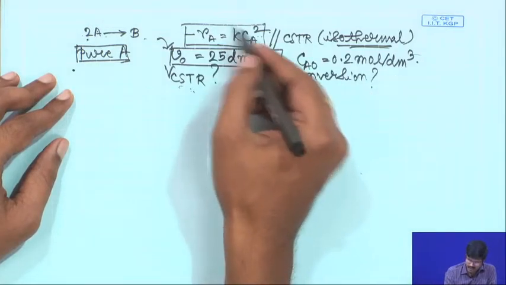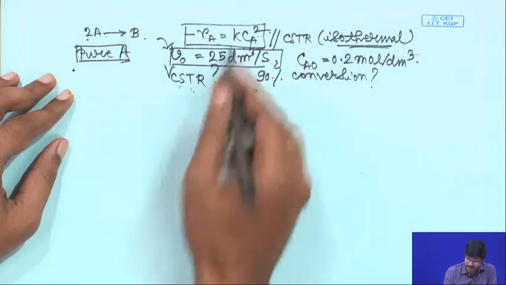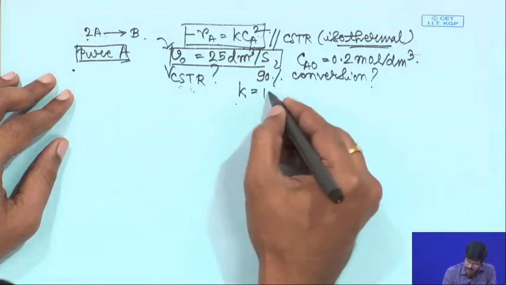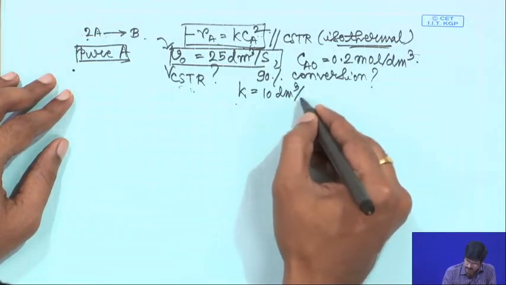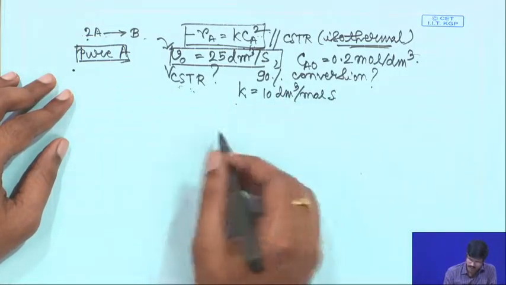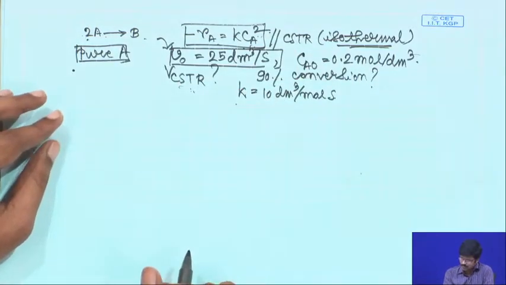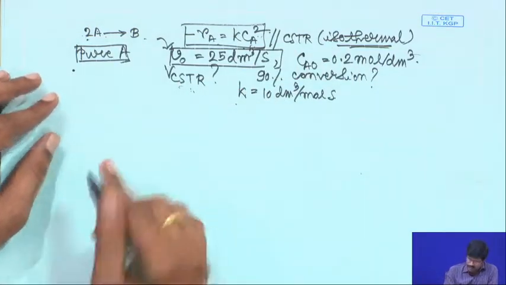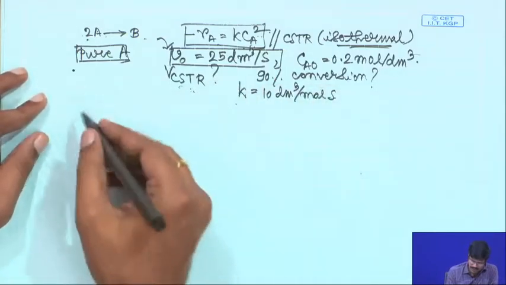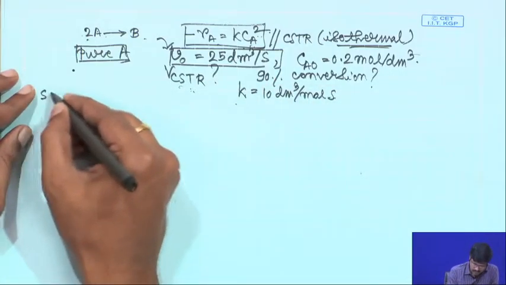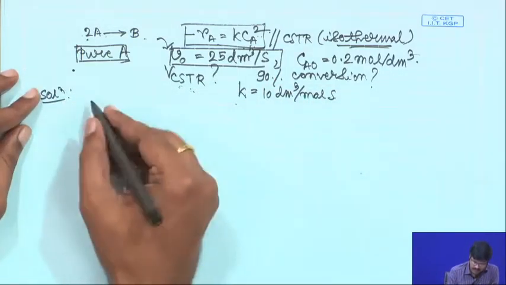Something else is missing here, we also need the value of k, the rate constant. It is given as 10 decimeter cube per mole second. So, that defines the whole problem. Again, your rate law is there, so start by writing down the different expressions.